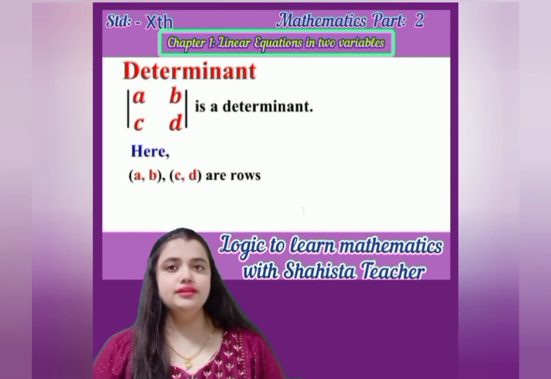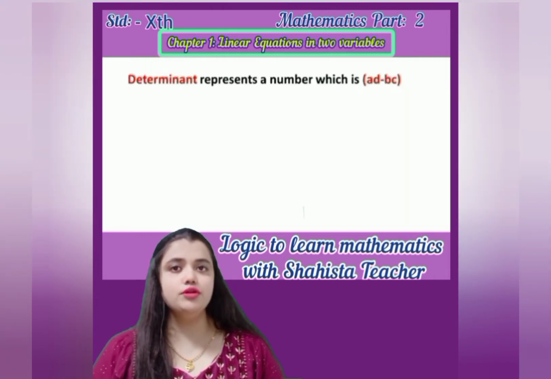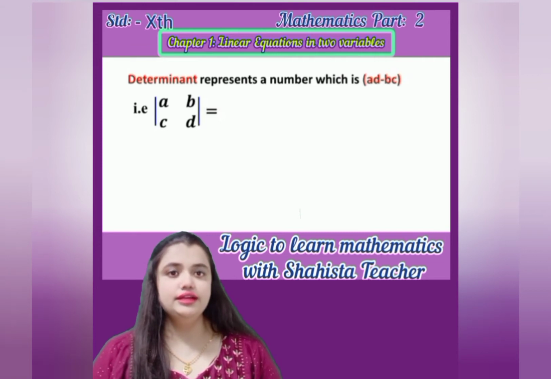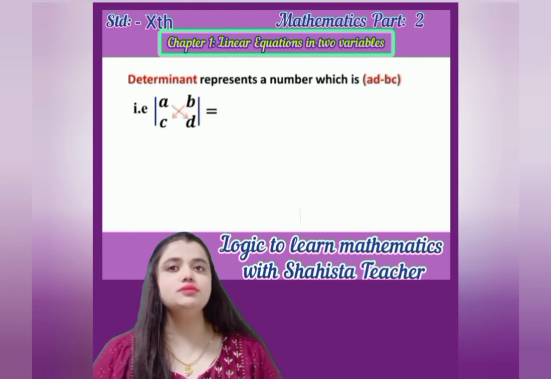A, B and C, D are rows, and A upon C and B upon D are columns. Now here, a determinant represents a number, which is AD minus BC. That means we have to do cross multiplication here: A multiplied by D is AD, and B multiplied by C is BC.